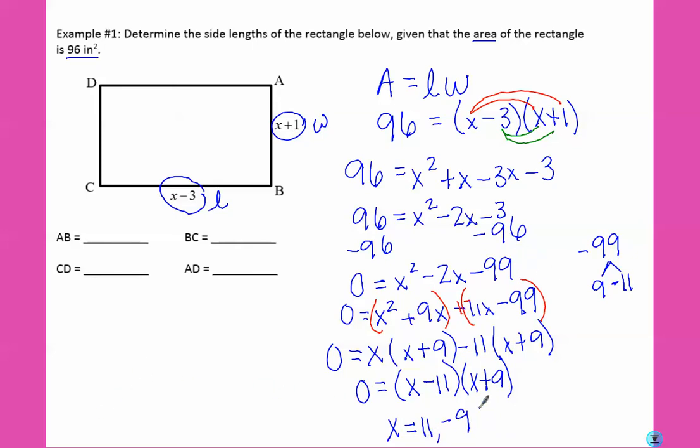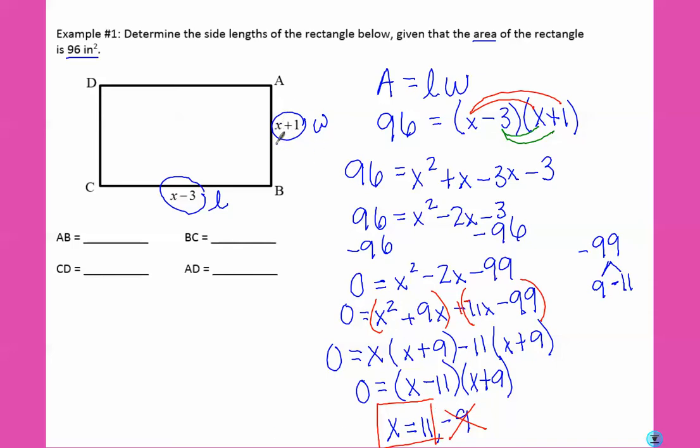So now that we have these possible x values, there's something to think about because this is talking about side lengths in real life. If I put a negative 9 in here, I would get negative 9 plus 1. That would give me negative 8 for the length of the side. It does not make sense to have a length of negative 8, and therefore negative 9 is not a usable answer. It's called an extraneous solution, and we don't want that. So x equals 11 is the only possibility.